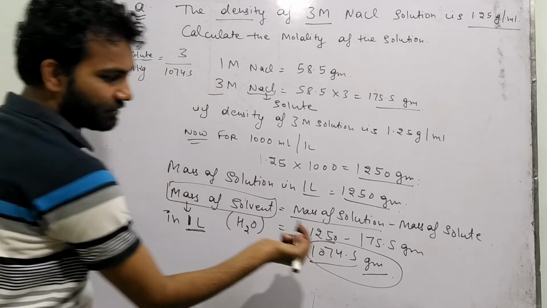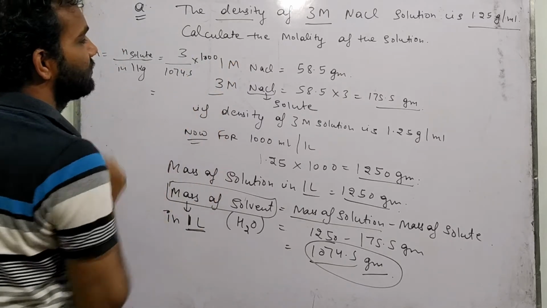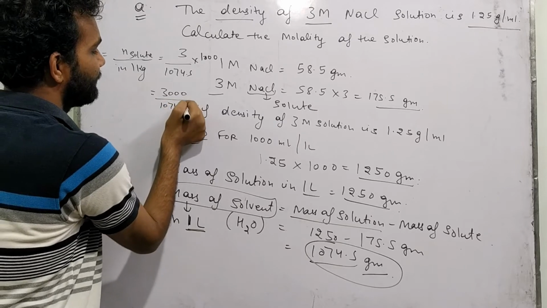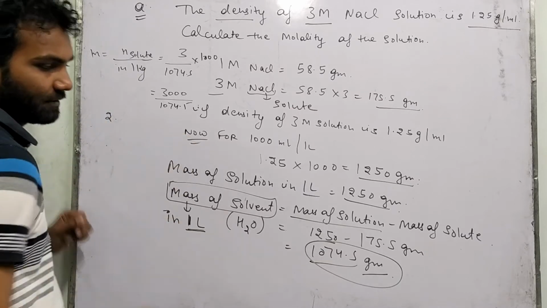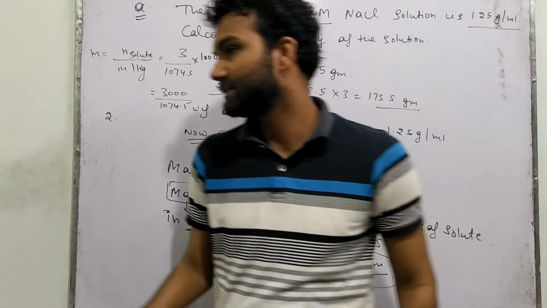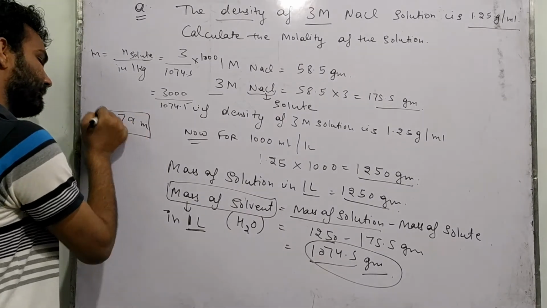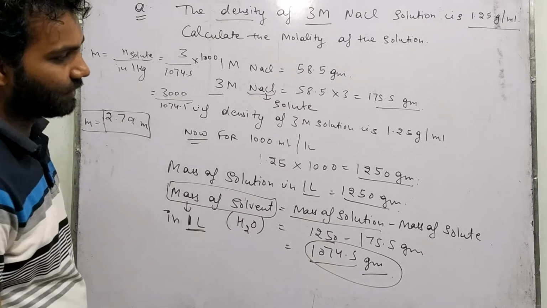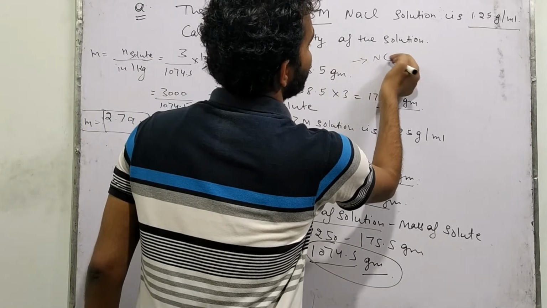1074.5 gram. Now this is a gram value, so you have to convert into kilogram value. Now 3000 divided by 1074.5. So your answer will be 2. हम इसको कैलकुलेट करके देख लेते हैं एक बार. Your answer will be 2.79 molar. Clear? So that is your molality. Okay, so it's a very very important question, and this question is from your NCERT example.